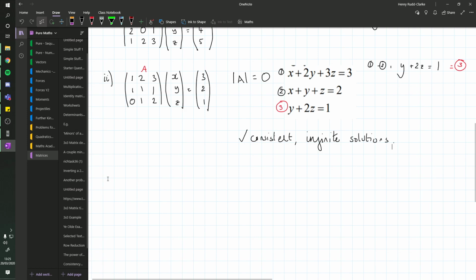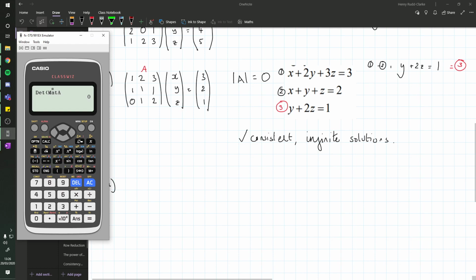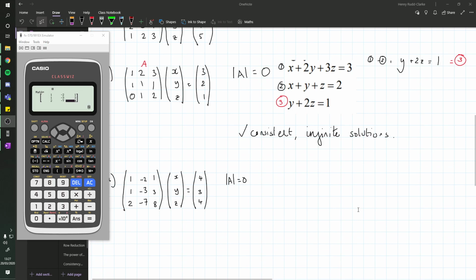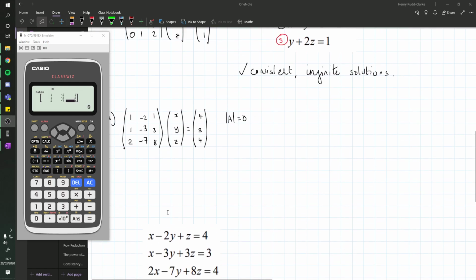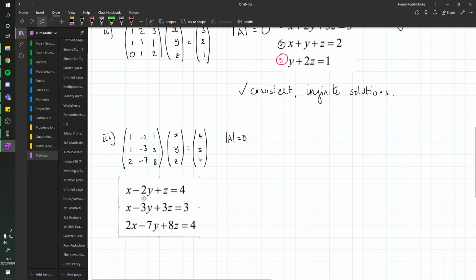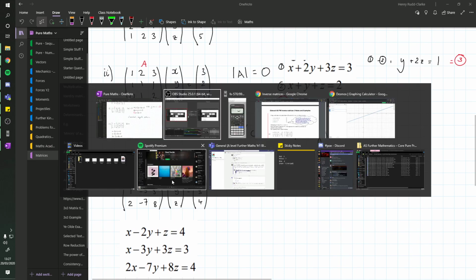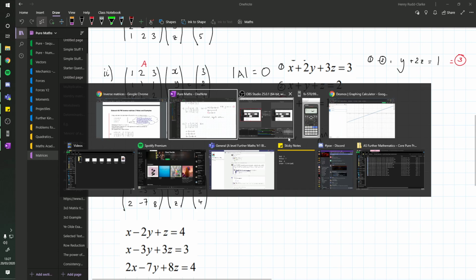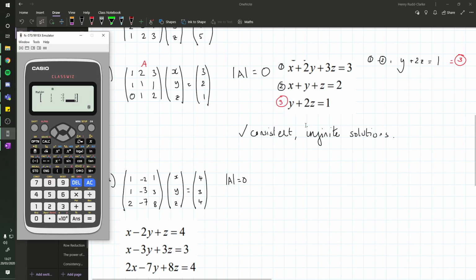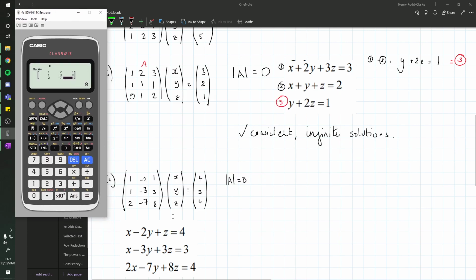So let's have a look at number 3 then. Let's see what we think about this. Alright, so I've drawn out this set of equations as a matrix, and what I am going to do is think, well, first of all, what's the determinant? The determinant is 0.